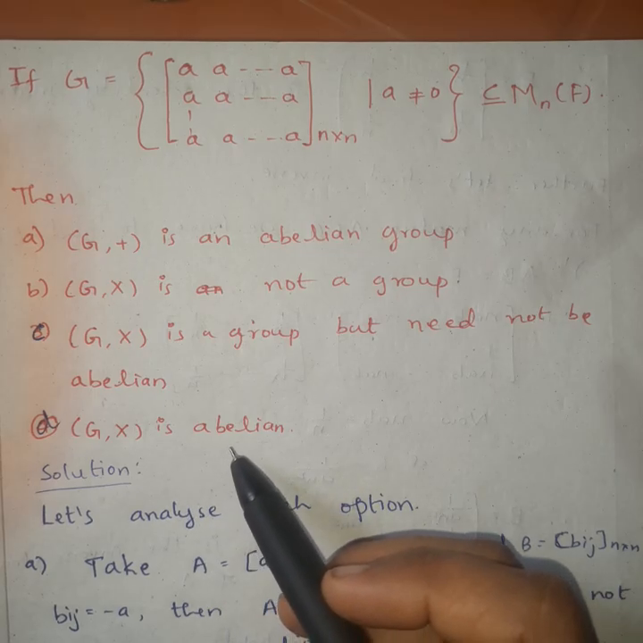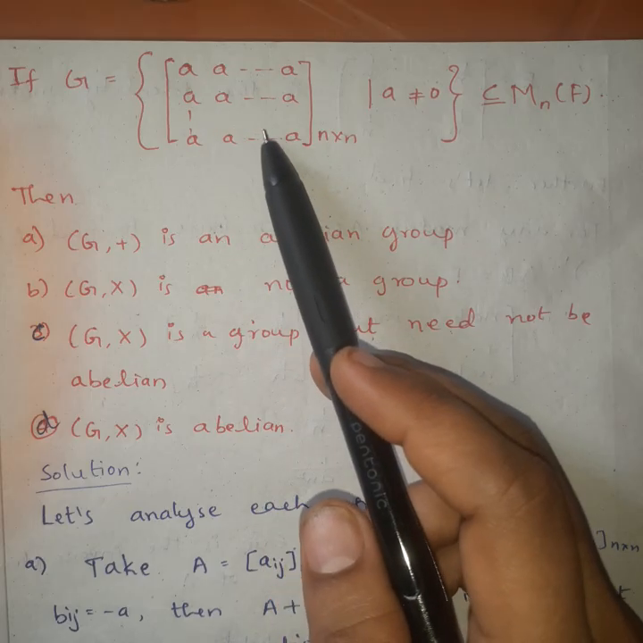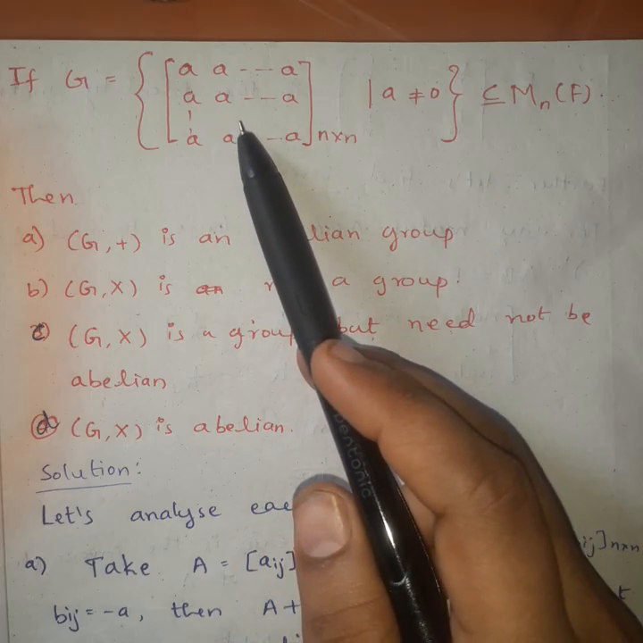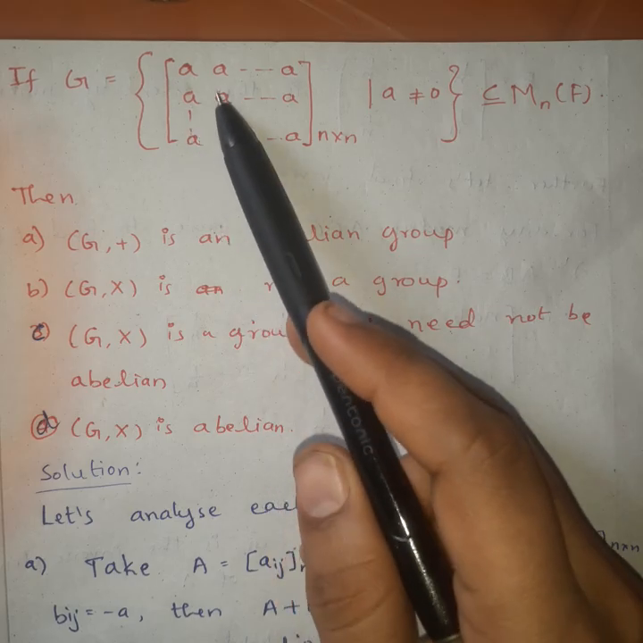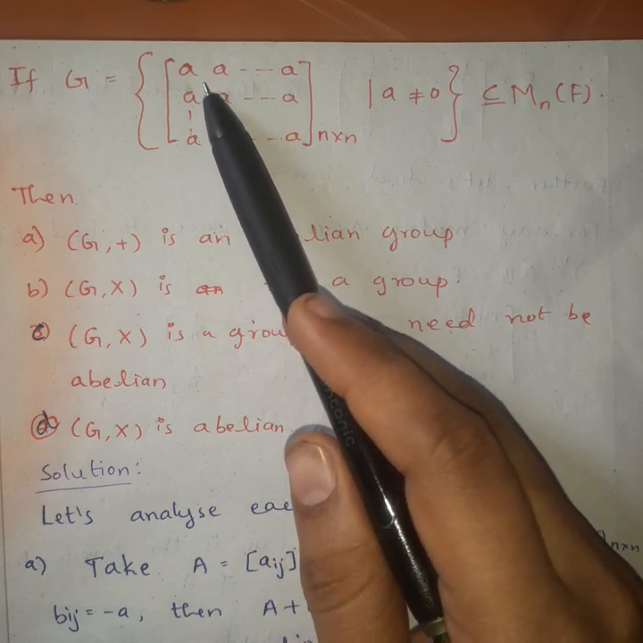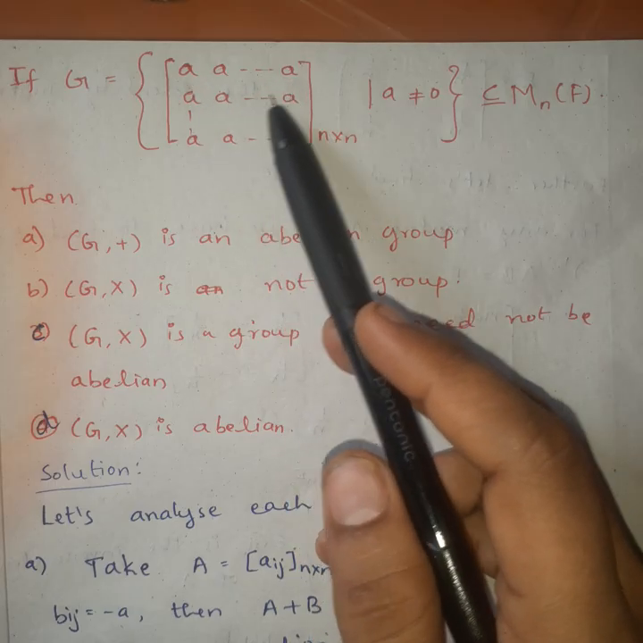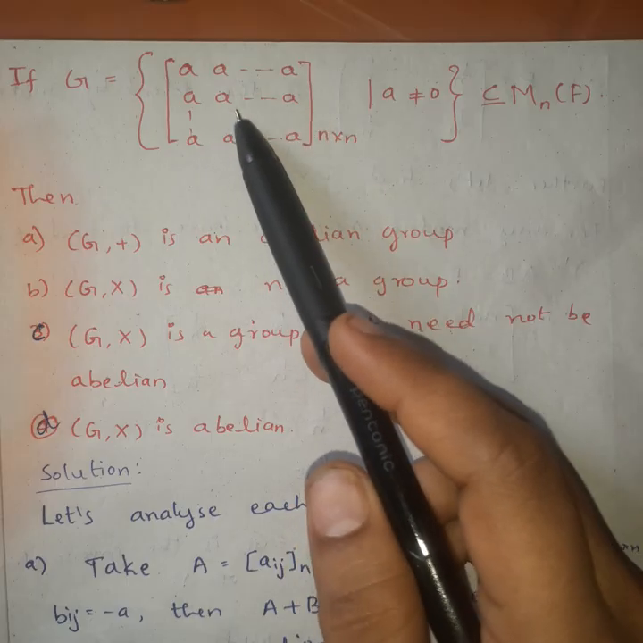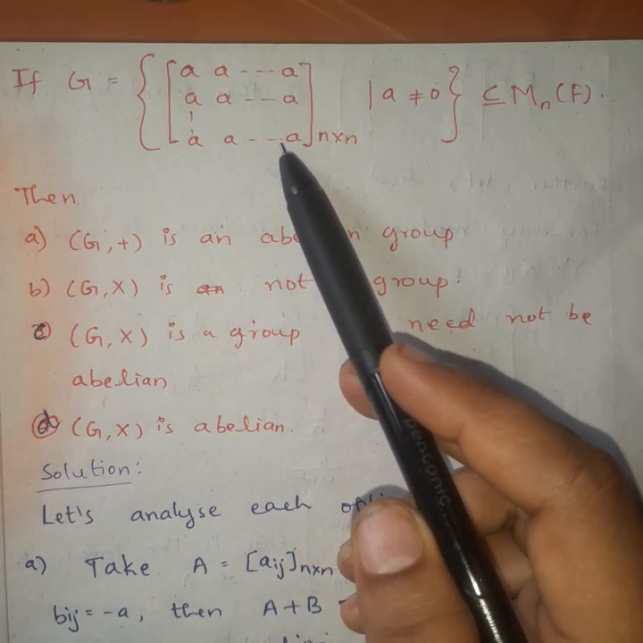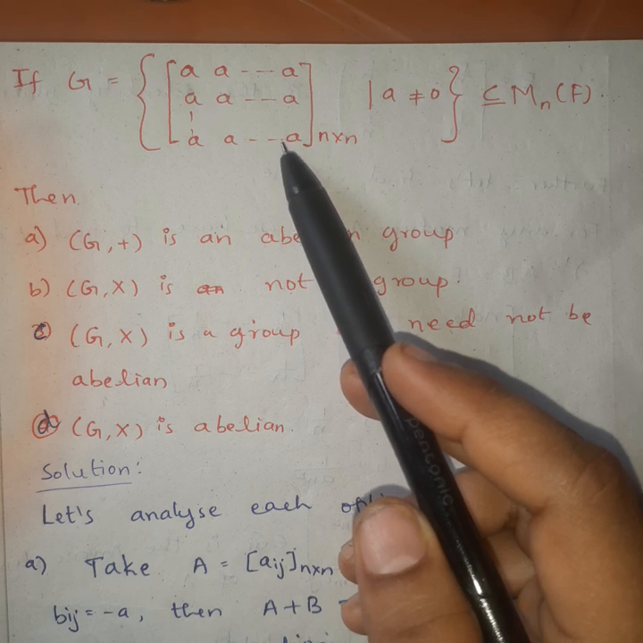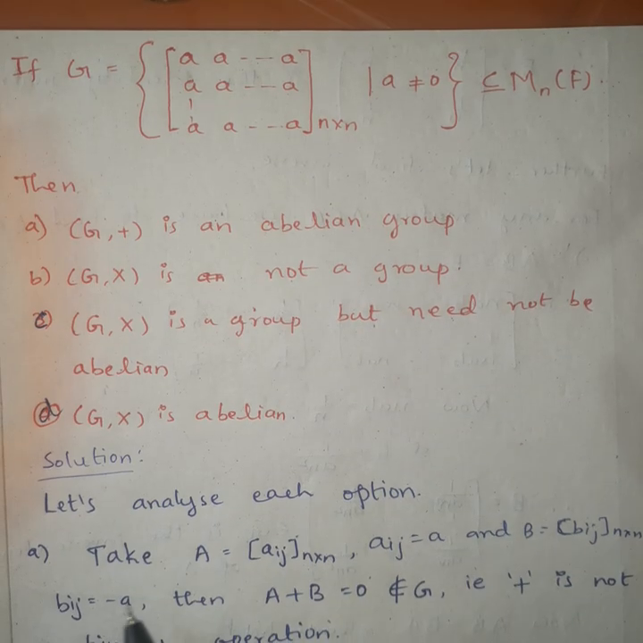Let us check the options one by one. See, here all entries are A. So while seeing this, it seems its determinant is 0, because using row echelon form we can reduce it to a matrix with a single non-zero row, and the remaining rows are completely 0. So its determinant will be 0. So it seems it's not invertible, so it is not a group with respect to multiplication. Is it right? Let us see.